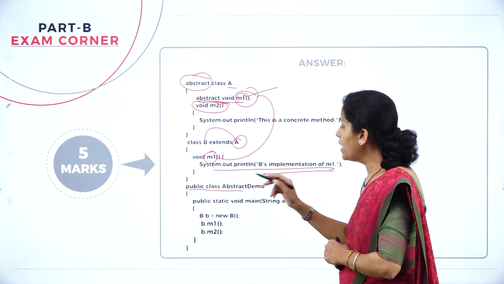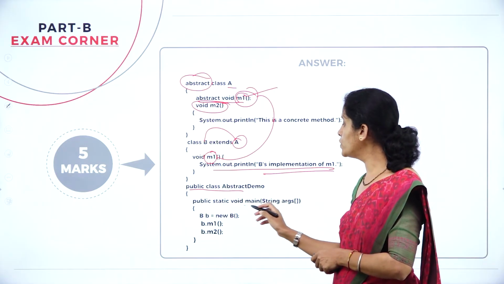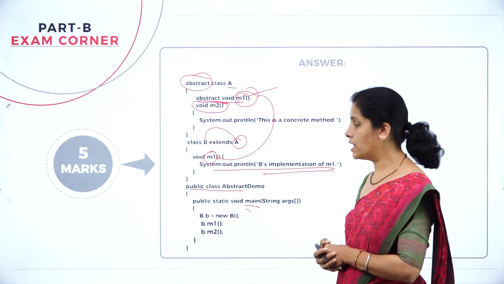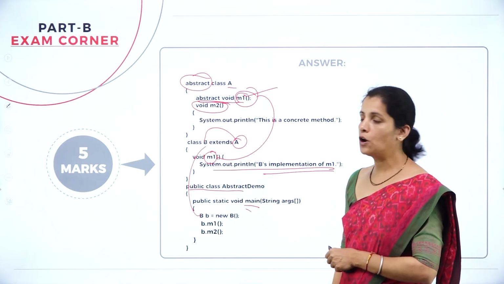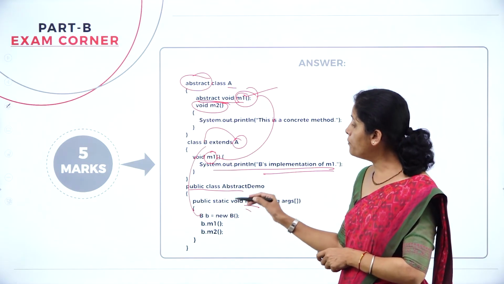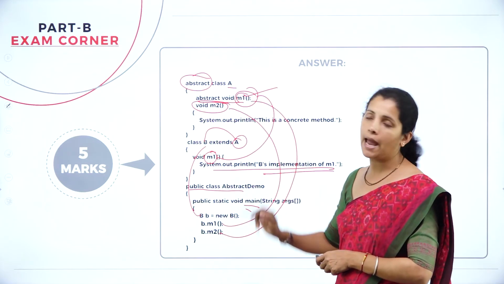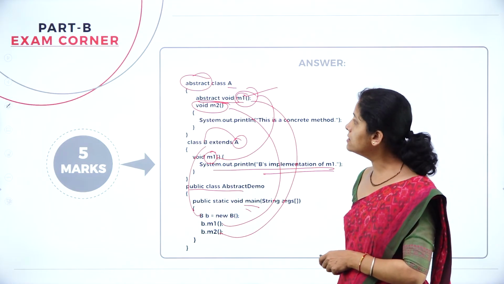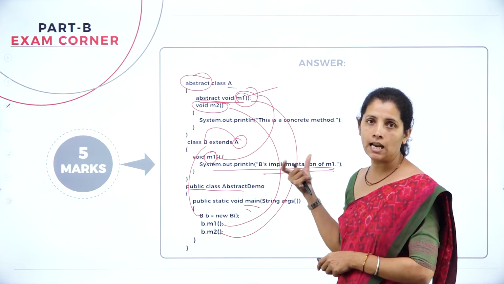And I'm going to have the class called AbstractDemo. Here I'm going to create the main function, and for the class B, I'm creating the object. With the help of B, I'm going to call M2 as well as M1. Okay, this is the simple program used to illustrate an abstract class.